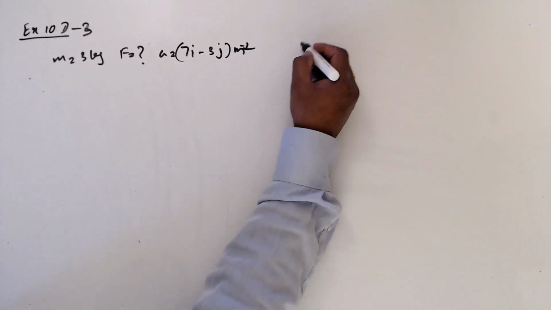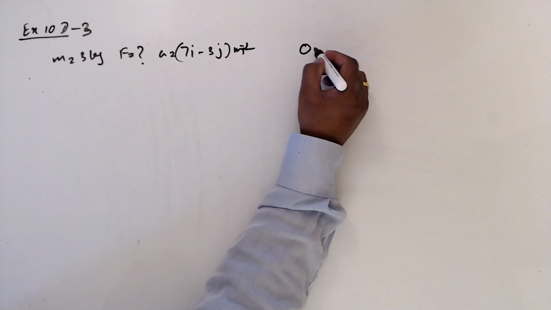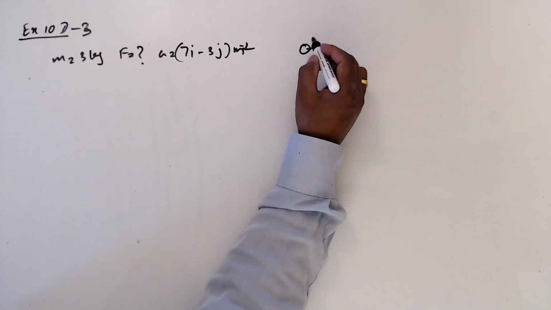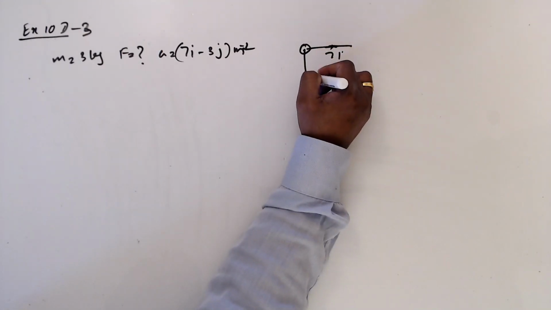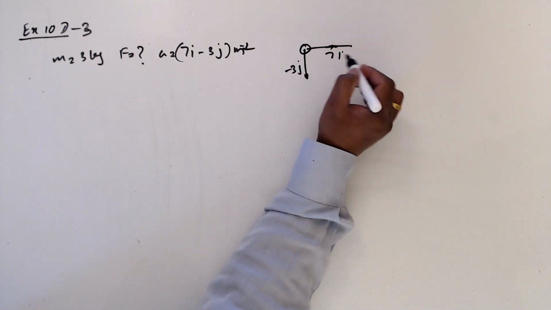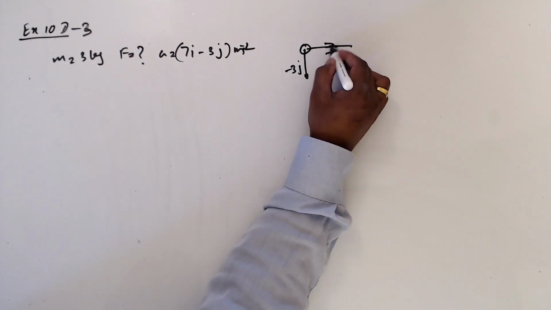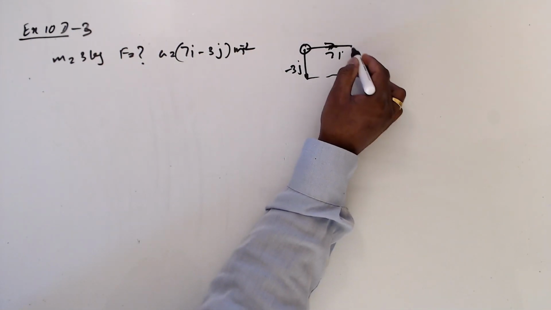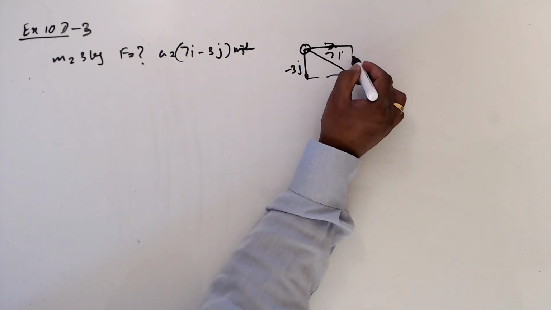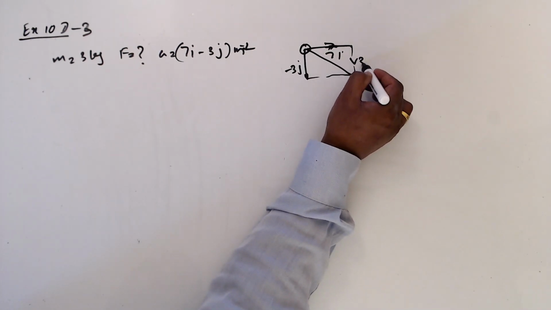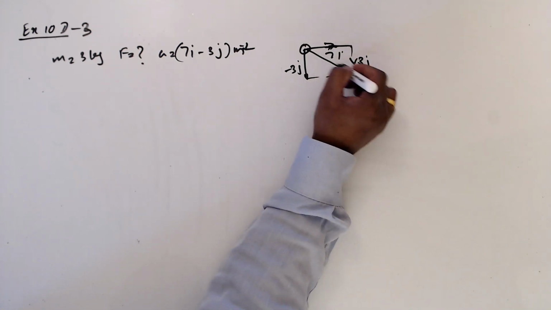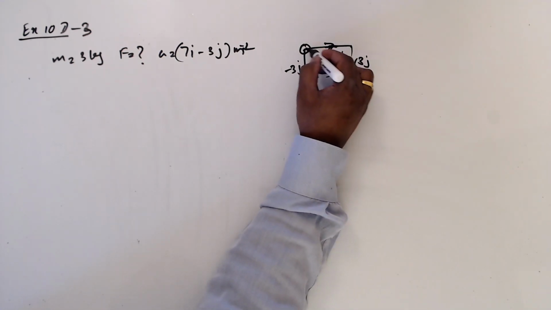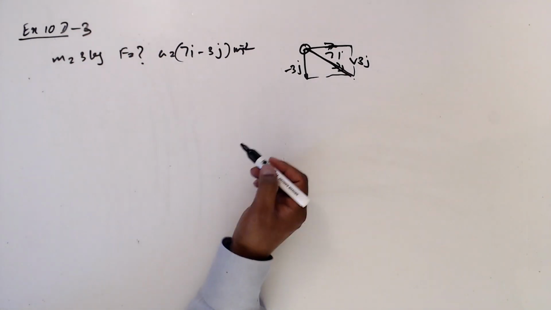Now this particle is moving 7i and 3j in this direction. So this is 7i. It means you can see the triangle there. This is going to be 3j, 7i. So it is moving in this direction. This is the resultant force direction basically.